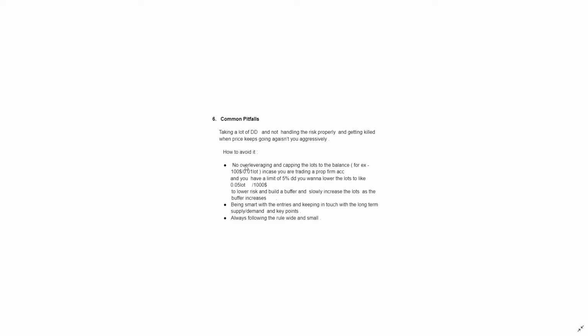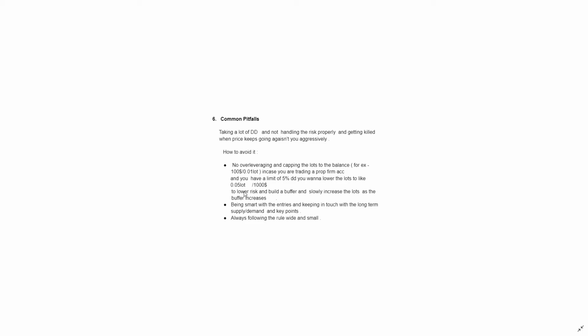First is no over leveraging and capping the lots. I already talked about this, $100 per 0.01 lot, or even less than that, because right now I'm trading a prop firm account, and I have a 5% DD limit. So basically we can buy 0.05 lots of normal currency on a $1,000 account. That is half of what I was talking about, basically $200 per 0.01 lot. That is quite less. That is helping me control the DD and make consistent profits actually.